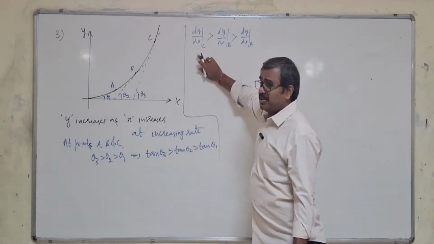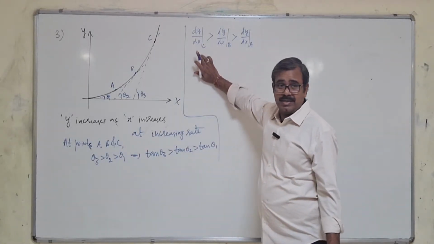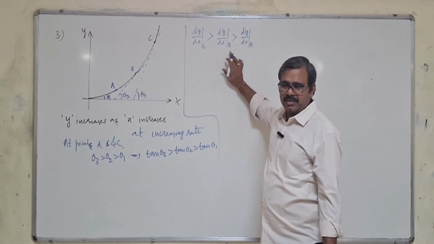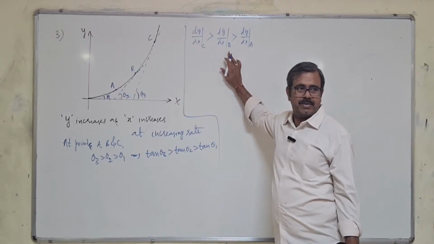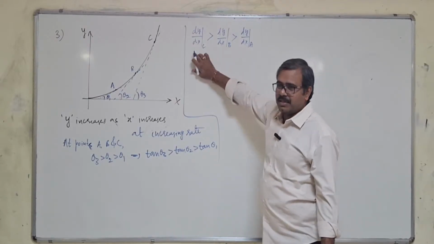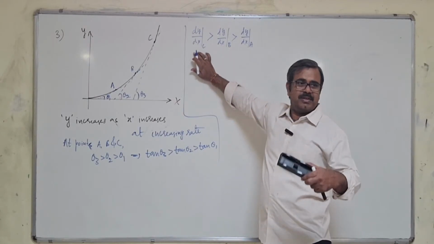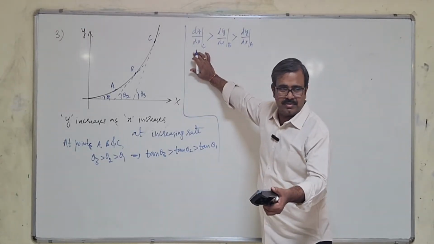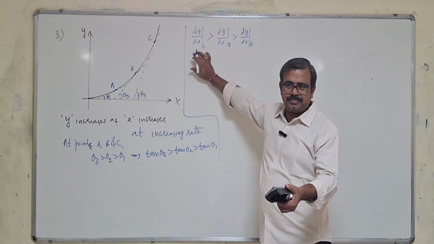So the rate of change in y is greater at C than that at B, and greater than that at A. So the rate is increasing. Y is increasing, and the rate of increase in y is also increasing. You understand what I'm saying?